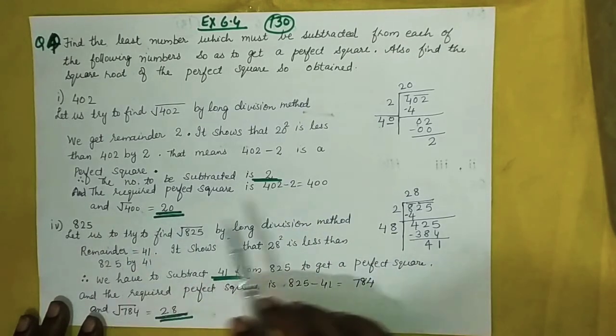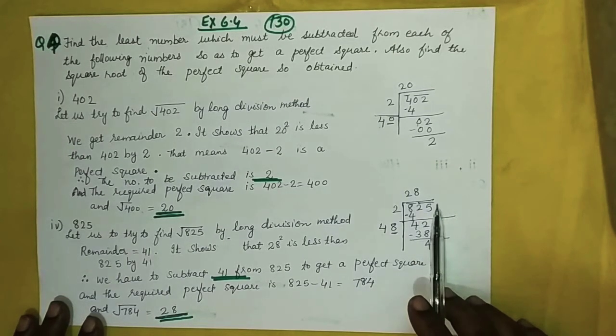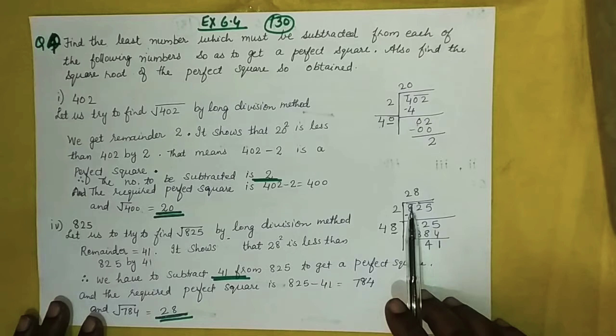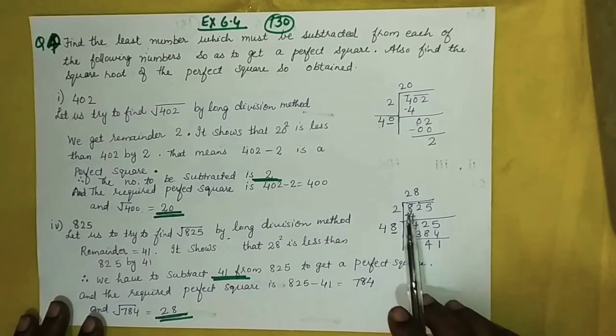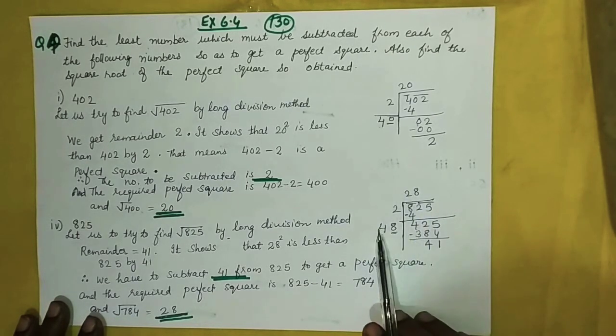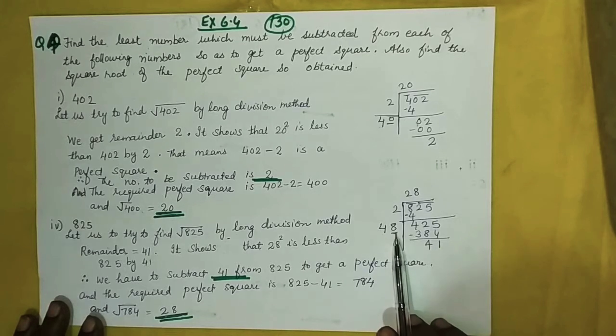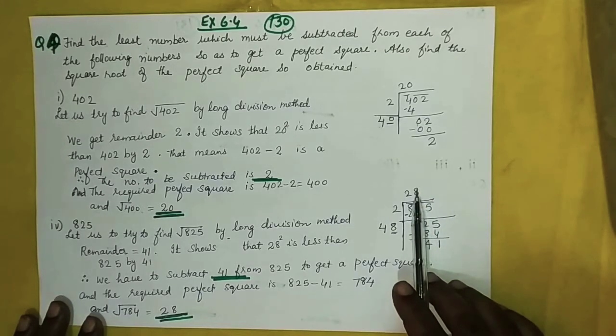Now 825. Same way, we are arranging in groups of pairs from right to left. So 2, 5, 25 together and 8 alone. Okay, 2 2s are 4. 3 3s we cannot write because 3 3s are 9. 2 2s are 4. When we subtract, what do we get? 425. Now 2 into 2 is 4. Now on the right side of 4 we can write one digit, and we multiply the same digit with the number formed. So I have written 8. 48 into 8 is 384. That 8 has been written in the quotient also.